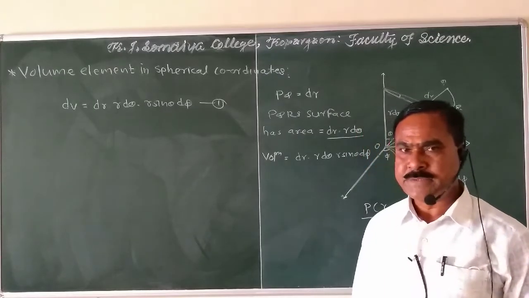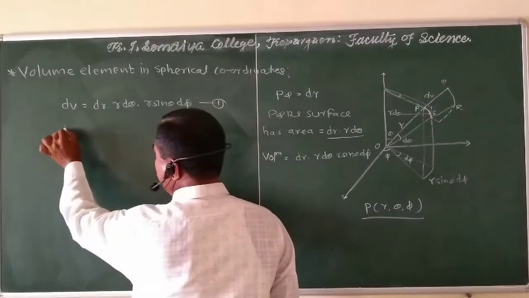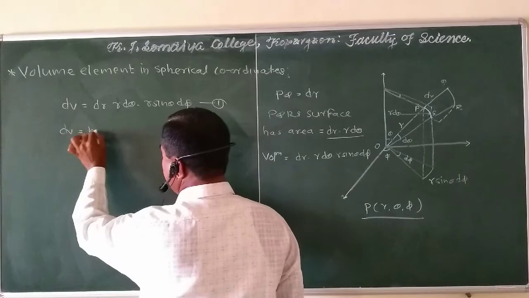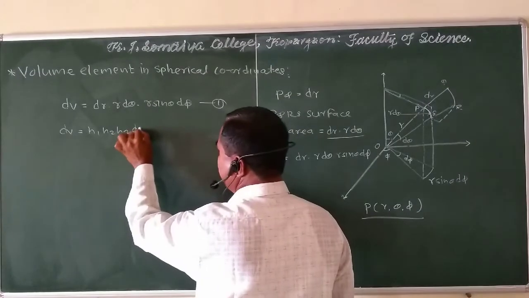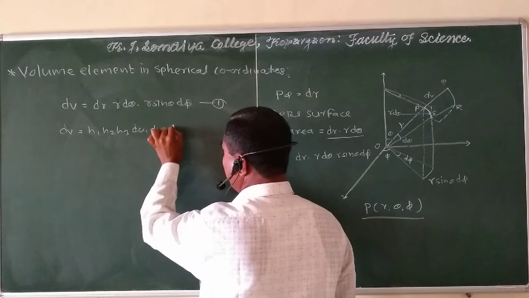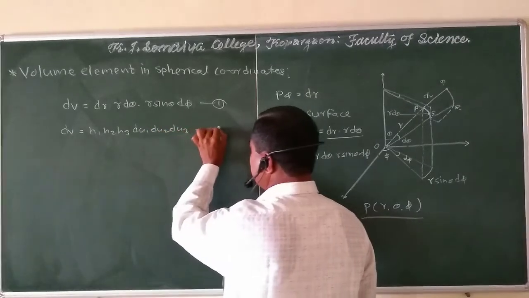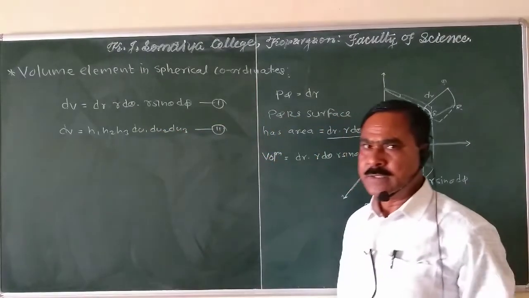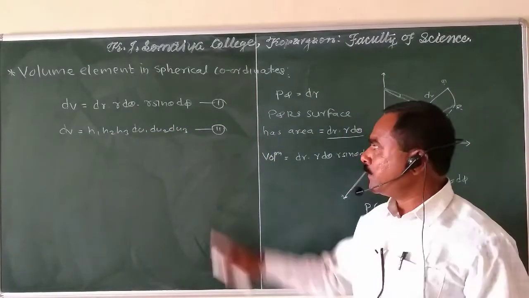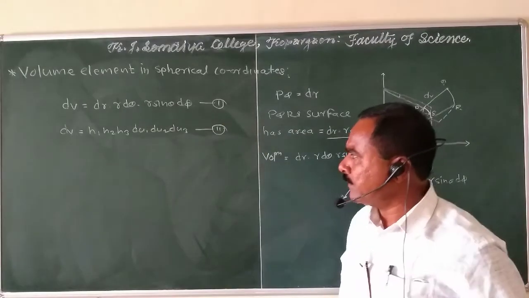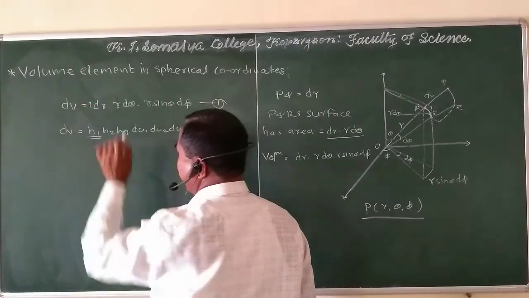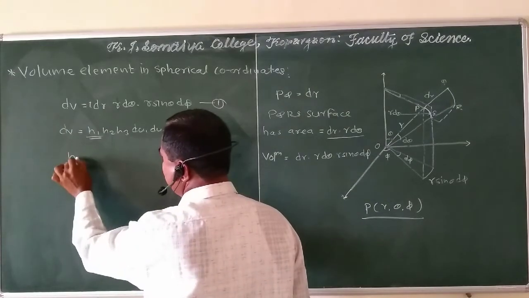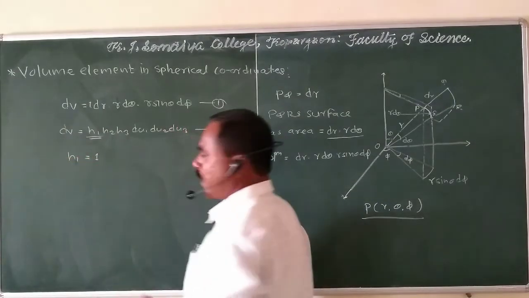Then we consider the volume element in curvilinear coordinate system, and it has value dV equal to H1, H2, H3, du1, du2, du3. This is equation second. So here we have to compare equation first and second. Then we write the value of H1 equal to 1.